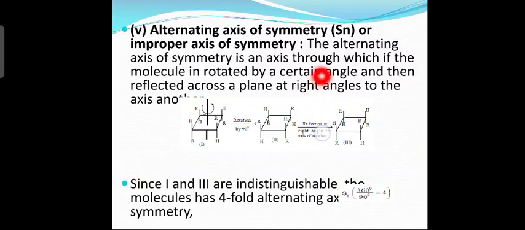So this is called an alternating axis of symmetry or improper axis of symmetry, since 1 and 3 are indistinguishable. What do you mean by indistinguishable? They are the same, the same configuration. The molecule has a fourfold alternating axis of symmetry. How do you say fourfold? You divide 360 by 90, since you gave a 90 degree rotation. Therefore 360 divided by 90 gives 4. Therefore it has a fourfold alternating axis of symmetry.